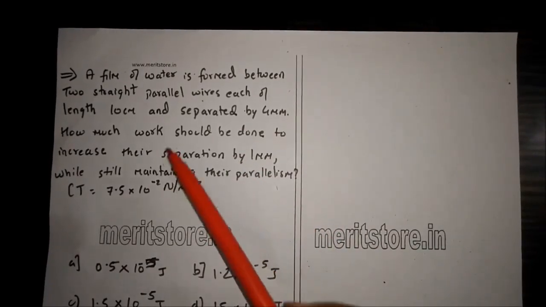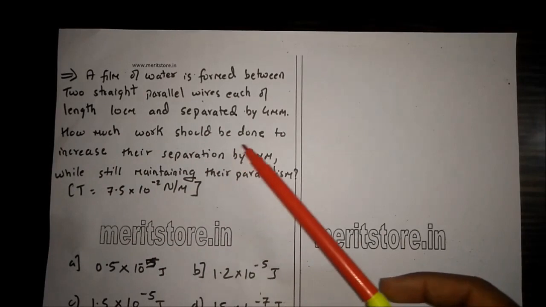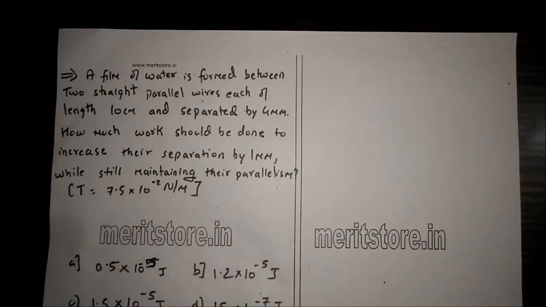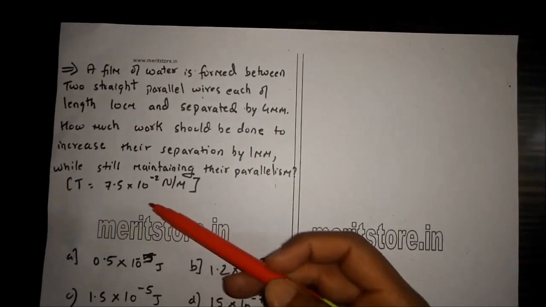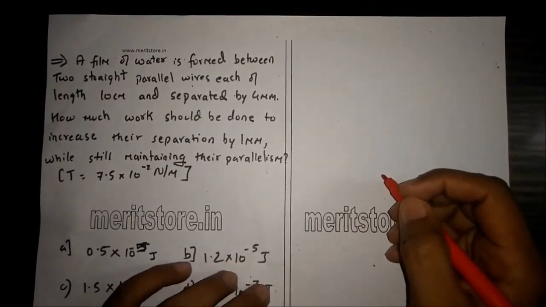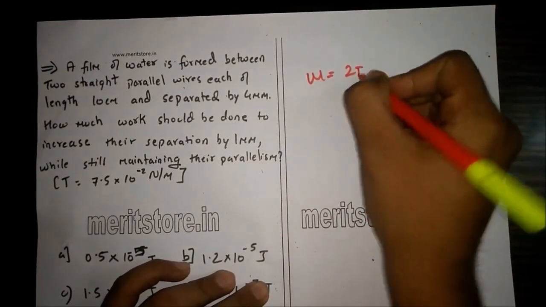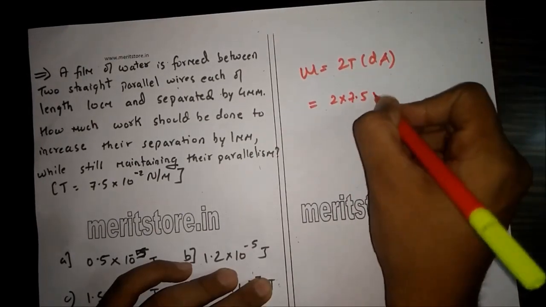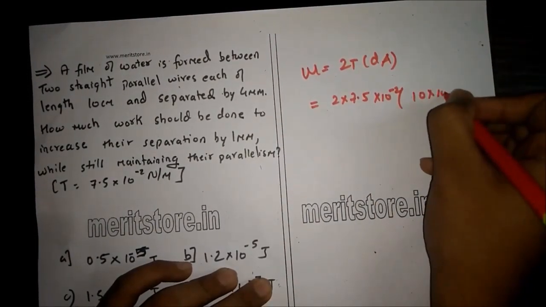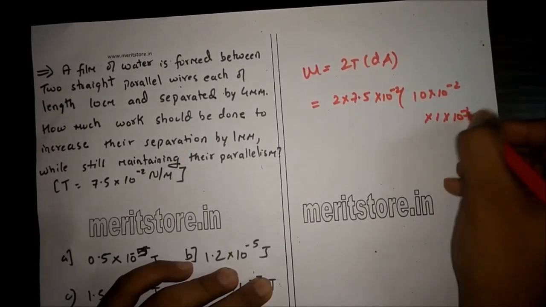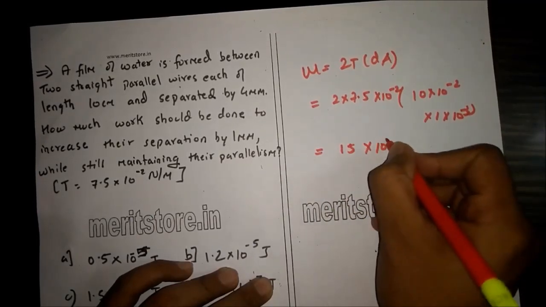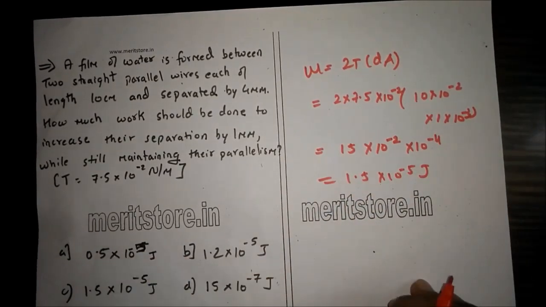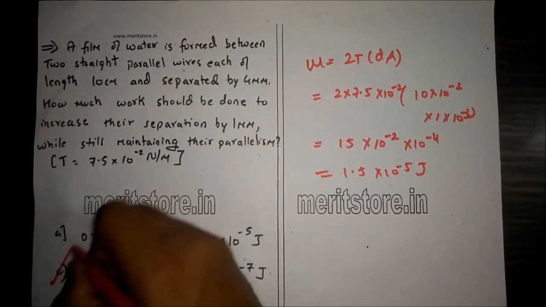A film of water is formed between two straight parallel wires, each of length 10 cm and separated by 4 mm. How much work should be done to increase their separation by 1 mm while still maintaining their parallelism? Here, the surface tension is given as 7.5 into 10 raised to minus 2 Newton per meter. Now, we all know that the work done is given by the formula 2T into the change in the area. Therefore, on substituting the values, we get 2 into 7.5 into 10 raised to minus 2, into 10 into 10 raised to minus 2, into 1 into 10 raised to minus 3. Therefore, on calculation, we get 15 into 10 raised to minus 2 into 10 raised to minus 4, which is equal to 1.5 into 10 raised to minus 5 joules. Therefore, here the correct answer will be option C.